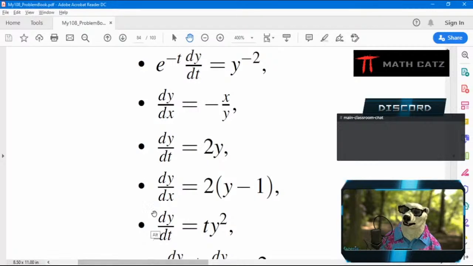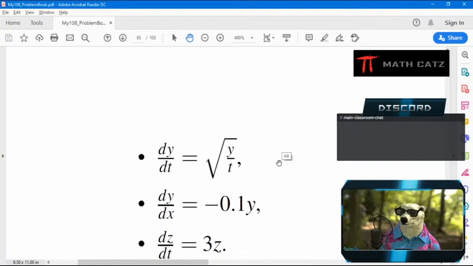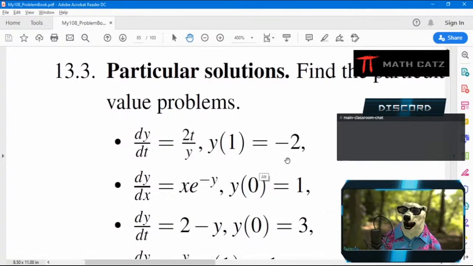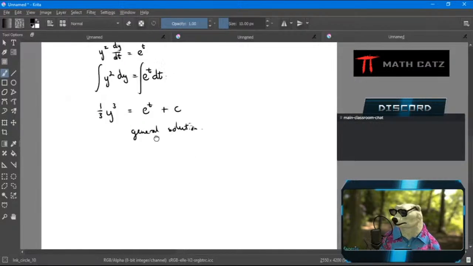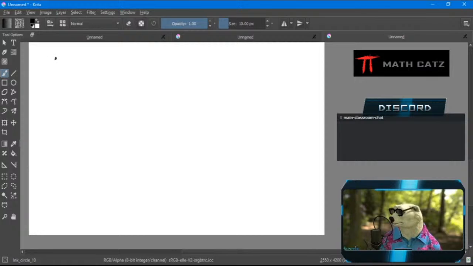So let's go over to our particular solution group of questions, but we'll see once we have the general solution, the rest is really a formality to find the constant involved. Let's do the first one: dy/dt equals 2t over y, and my initial condition, y of 1 equals -2. All right. Now I'm not too bothered by that extra information because I don't need it until after the general solution. So I need to separate here.